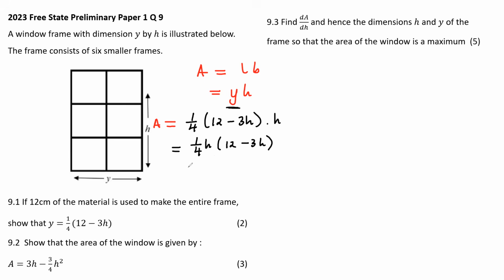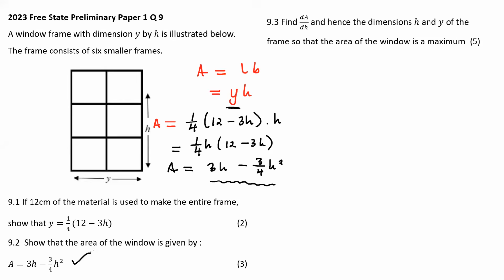A quarter h times 12 is as good as saying 3h. Then minus a quarter h times minus 3h is minus 3 over 4h squared. And that is the area. Just like what they wanted, the area of the window is given by that. I tell you this again and again, algebra. That's your guy.